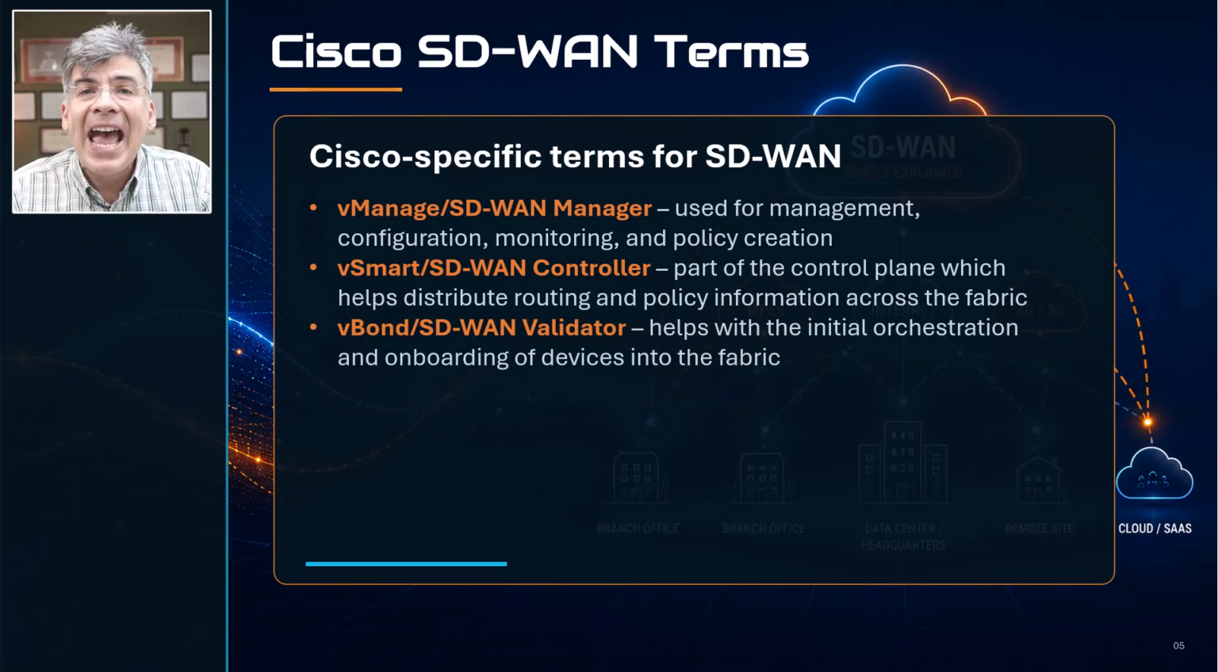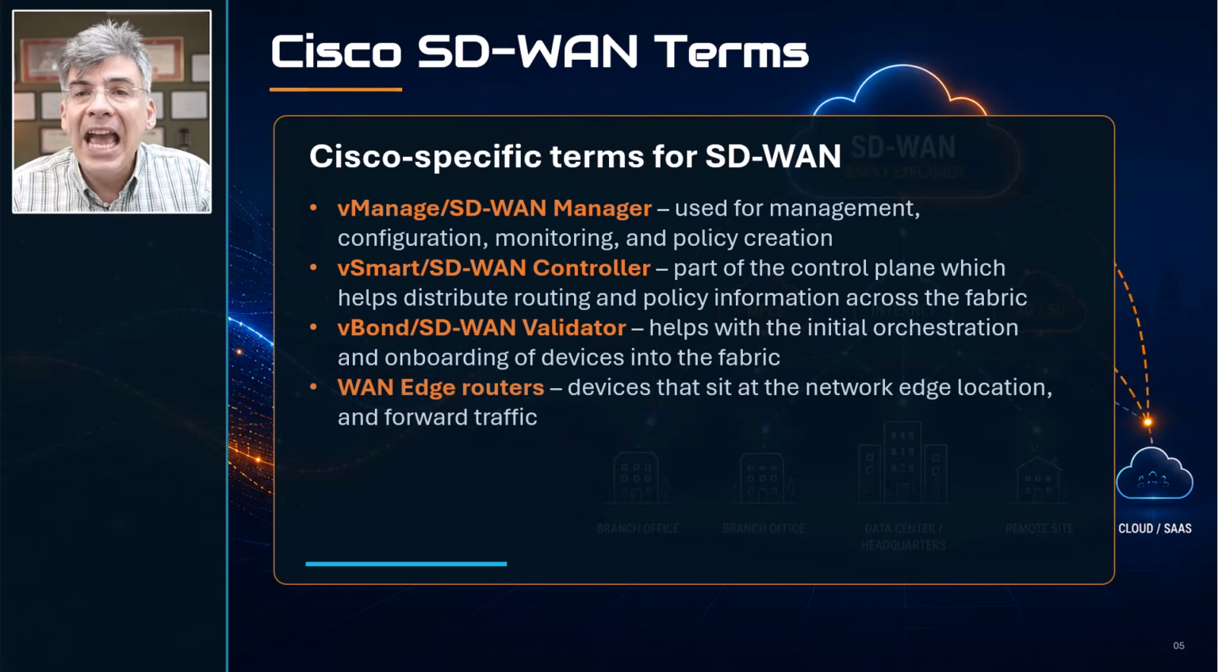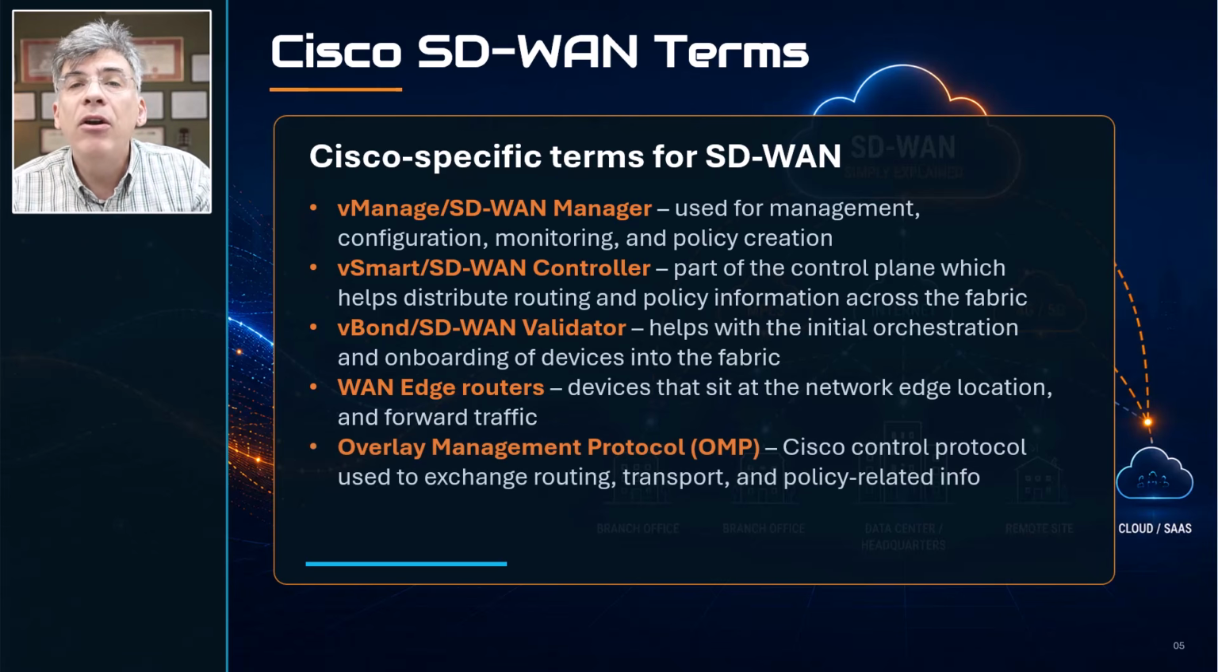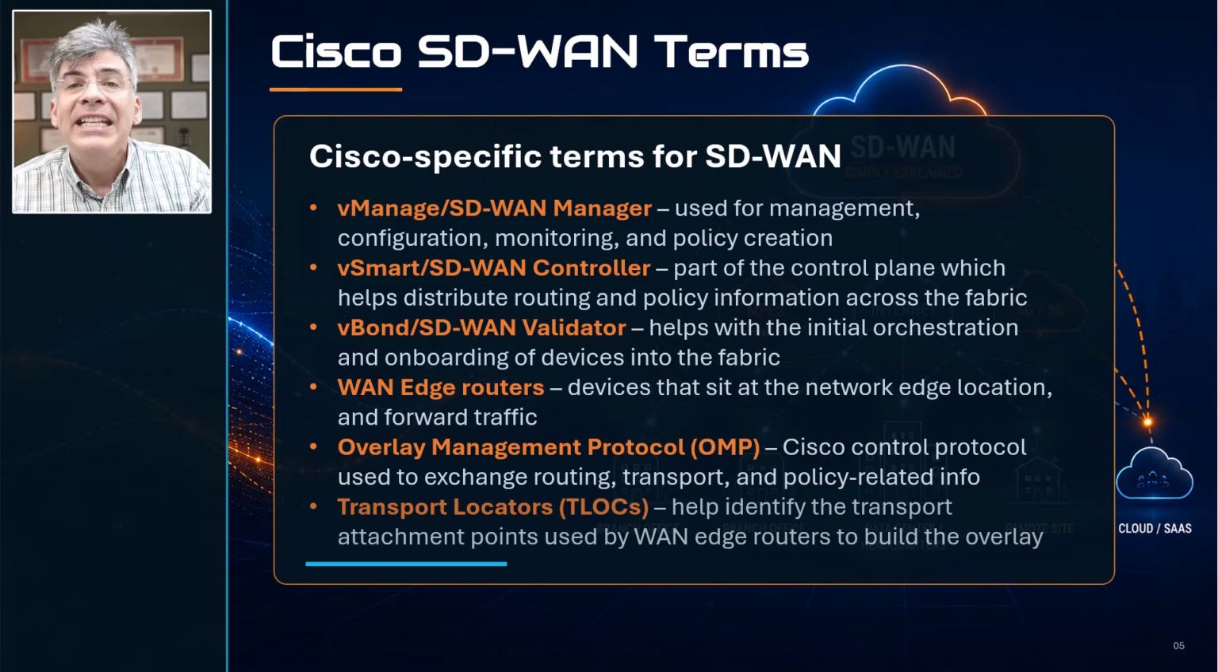vBond, also known as the validator, helps with the initial orchestration and onboarding of devices into the fabric. The WAN Edge routers are the devices that actually sit at the branch, data center, cloud, or other network edge locations, and they forward traffic. OMP, or Overlay Management Protocol, is an important Cisco SD-WAN control protocol used to exchange routing, transport, and policy-related information. TLOCs, or transport locators, help identify the transport attachment points used by WAN Edge routers to build the overlay.